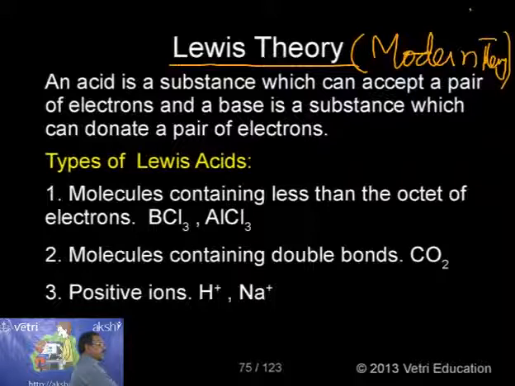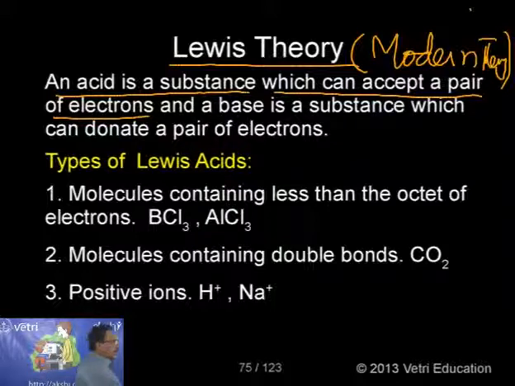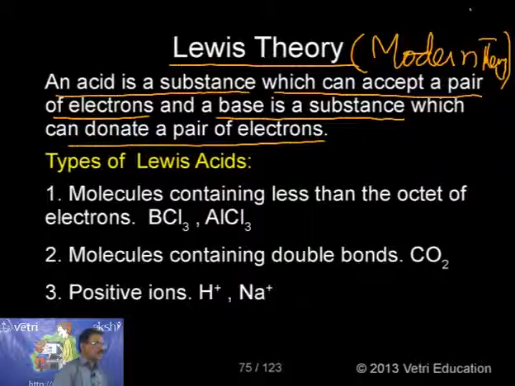Okay. According to Lewis theory, an acid is a substance which can accept a pair of electrons, and a base is a substance which can donate a pair of electrons. Very, very interesting. It is based on the accepting and donating of a pair of electrons. Let me repeat again: an acid is a substance which can accept a pair of electrons, and a base is a substance which can donate a pair of electrons.